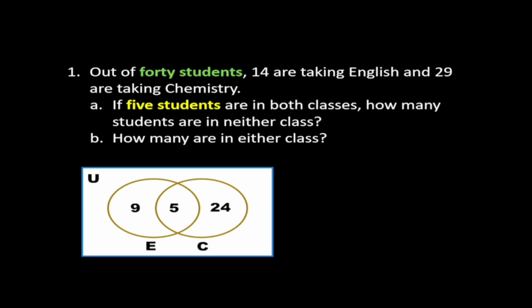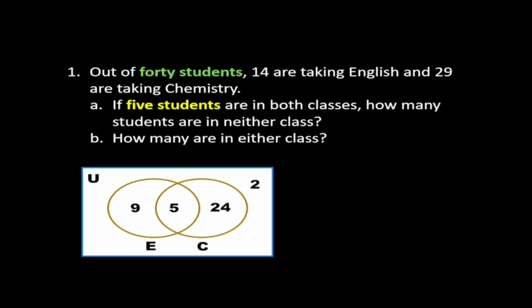Now, before we proceed in answering these questions, let's check if that is equal to 40, or whether there are 40 students enrolled. So 9 plus 5, that's 14. Plus we have here 24, so that's equal to 38. Then, notice that there are 2 students who did not answer this survey or may be enrolled in other subjects. So that's why we have 2 outside.